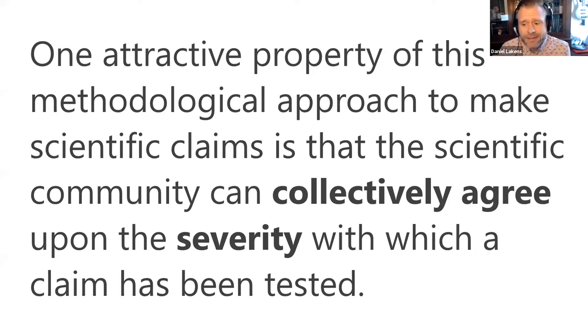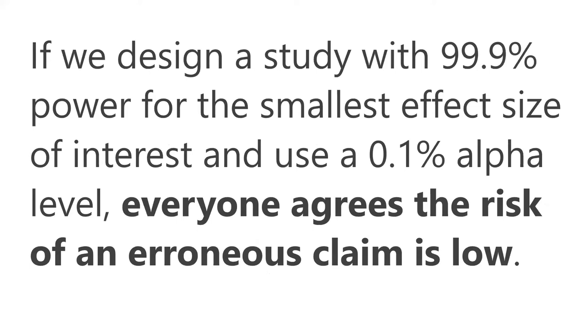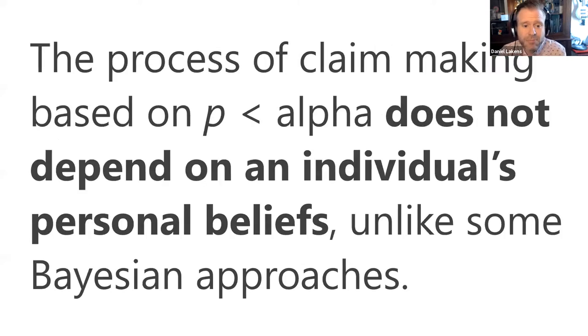One attractive thing of using this methodological approach, p-values, to make scientific claims, is that we have a method that we can collectively agree upon, that claims have been made with a certain level of severity. For example, if we design a study that has a very high statistical power, 99.9%, so we have extremely high power, we have a very small alpha level, 0.1 or something percent, everybody agrees that the risk of an erroneous claim is very low, and we can all accept that we have made a claim that, at least for now, we can use. We have established this. We can all agree that this is something we can build on.